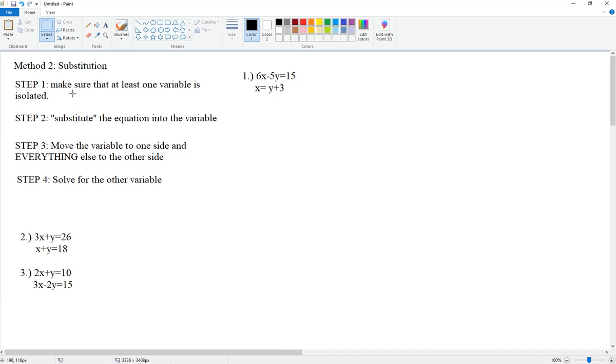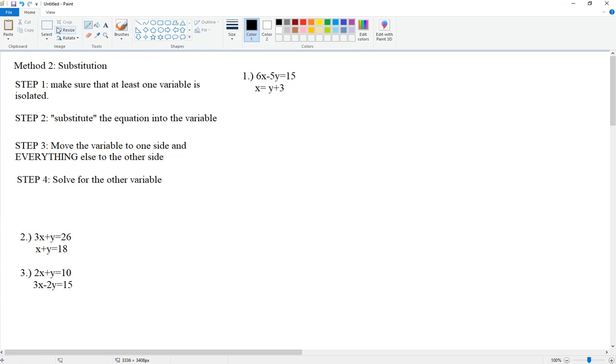Step 1 is to make sure that we have at least one variable that's isolated. Isolated, for those of you who don't remember, in math means it just needs to be alone. Nothing else on that side: no negatives, no constants, no other variables, just the one that you want. It doesn't matter which variable you have isolated, as long as you have one. In this case, my x here is already isolated, so step 1 is already done for me.